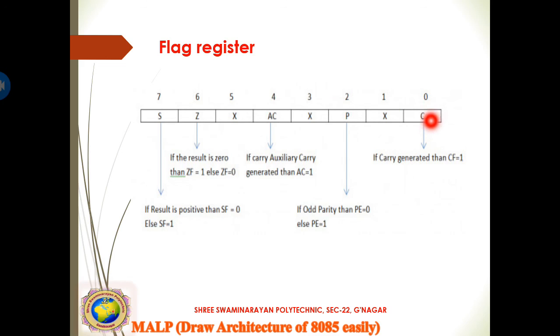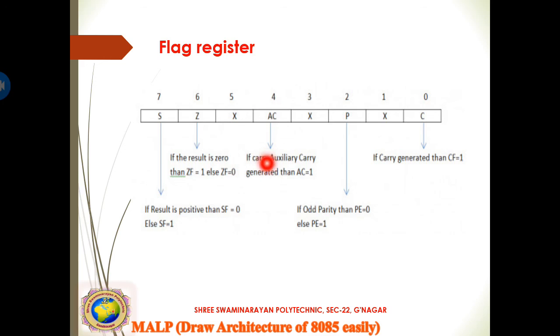But here the 0 number bit is C. So if carry is generated, then CF is equal to 1. Okay. કોઈ addition કરો છો, subtraction કરો છો, if carry is generated, then it will be 1. Now here the second is P. It means parity. If odd parity, then it is 0, otherwise 1. તો અહીંયા 0 અથવા 1 આવશે, પણ જો અહીંયા 1 આવે તો it means even parity, અને જો એમાં 0 આવે તો odd parity.